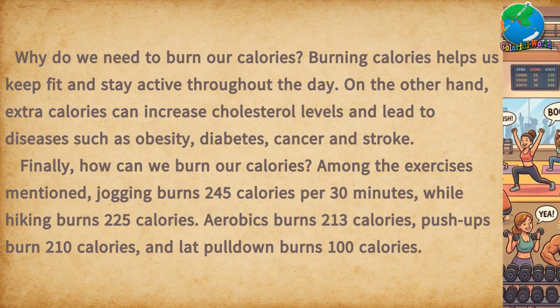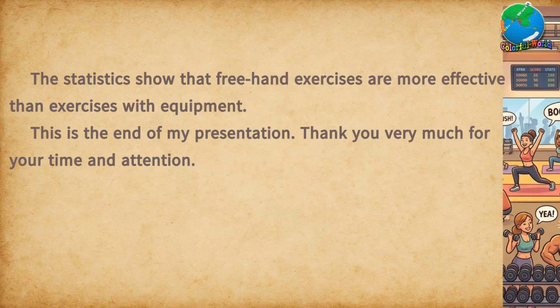Finally, how can we burn our calories? Among the exercises mentioned, jogging burns 245 calories per 30 minutes, while hiking burns 225 calories. Aerobics burns 213 calories, push-ups burn 210 calories, and lat pull-down burns 100 calories. The statistics show that freehand exercises are more effective than exercises with equipment.